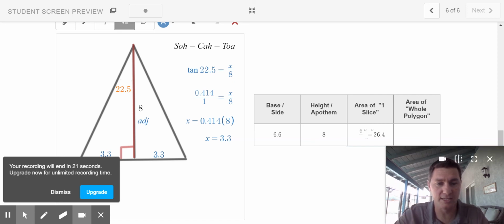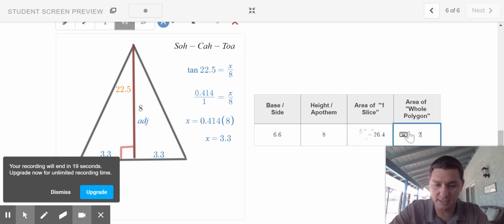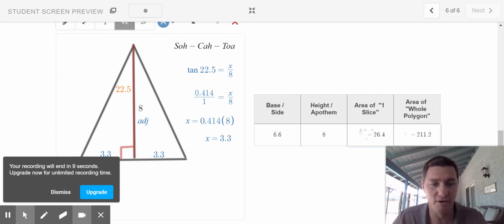Now all I got to do is take that area, 26.4, and multiply it by the 8 slices that we had to begin with. And so 26.4 times 8 gives me my total, 211.2 square units.